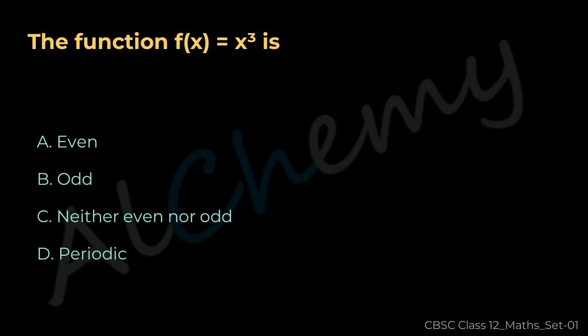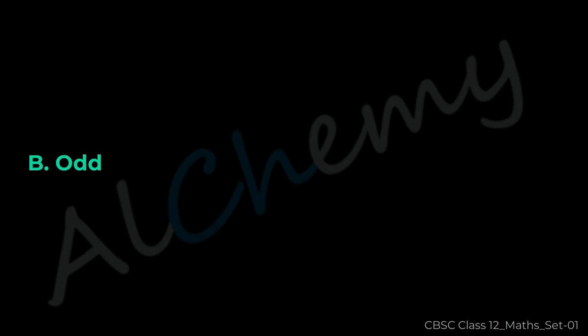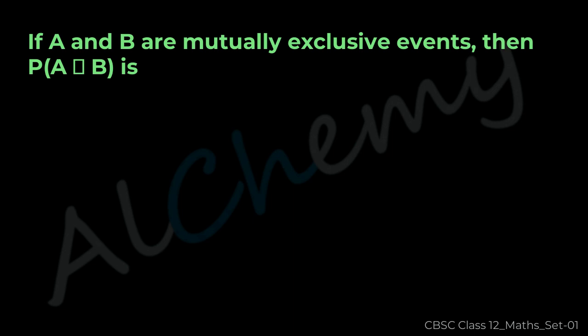A: even, B: odd, C: neither even nor odd, D: periodic. The correct answer is B, odd. Question 30.